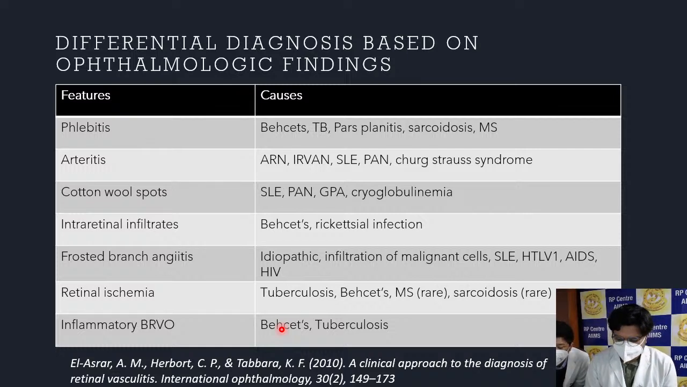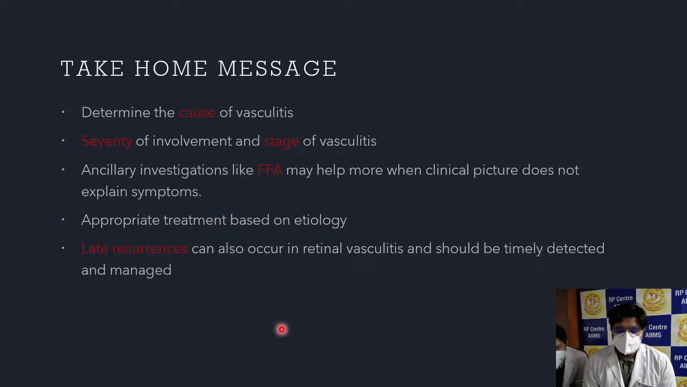Okay, go ahead. Basically, the take-home message is, first, in any case, we have to determine the cause of the vasculitis, the severity of involvement, and the stage of vasculitis. Ancillary investigations like FFA may be more helpful when the clinical picture does not explain the symptoms, like we had in our patient during the second visit. And then the appropriate treatment based on etiology. Late recurrences are also common in retinal vasculitis and should be timely detected and managed.